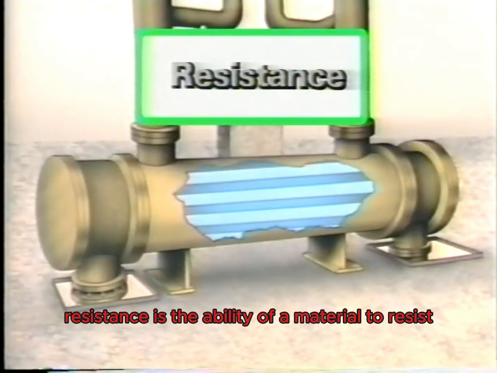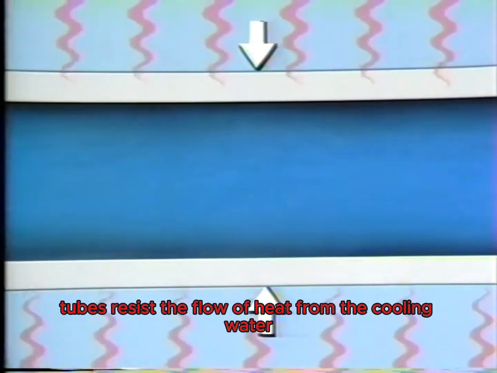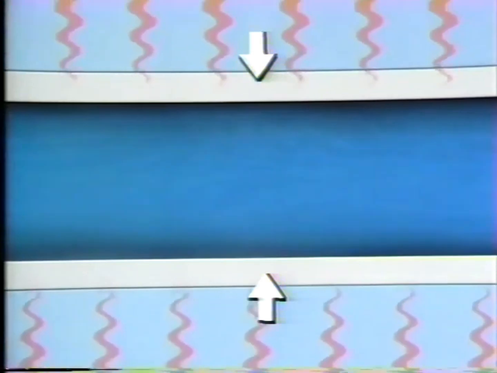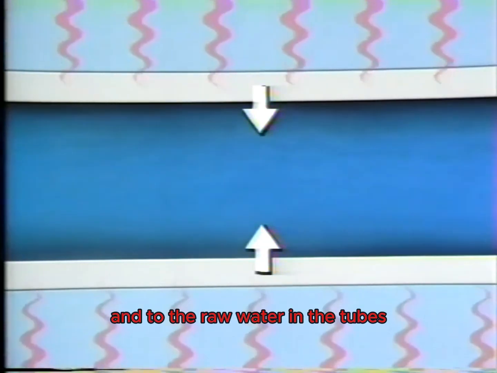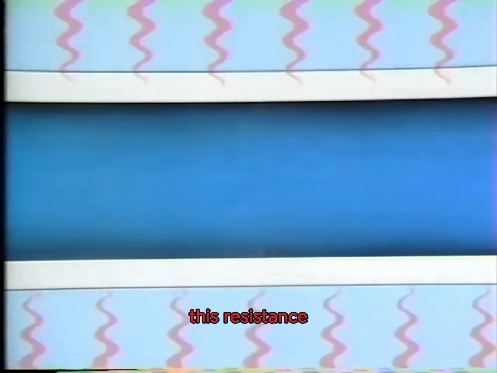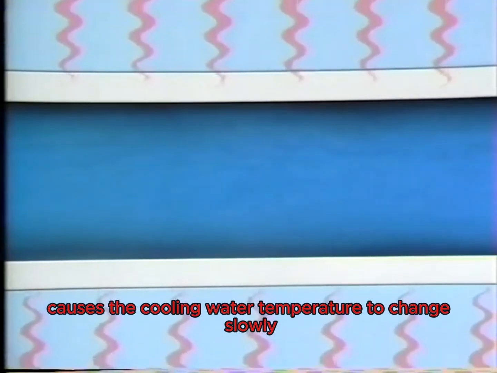Resistance is the ability of a material to resist the flow of energy. This is a cross-section of one of the tubes in our heat exchanger. The metal of the heat exchanger tubes resists the flow of heat from the cooling water through the walls of the tubes and to the raw water in the tubes. This resistance slows down the flow of heat from the cooling water, and like the capacitance of the cooling water, causes the cooling water temperature to change slowly.